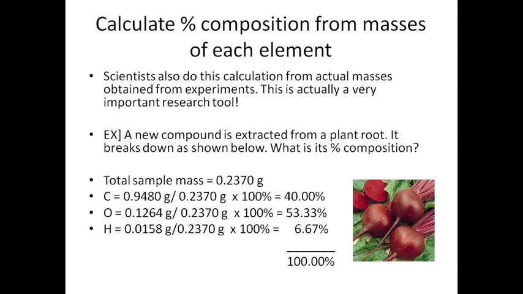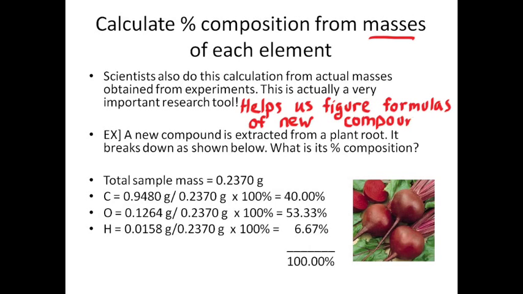We can also calculate the percent composition from masses of each element. Scientists do this with the actual masses obtained in experiments. This is really a very important research tool. If a scientist discovers a new compound and they want to figure out what it is, they'll break it down, measure the mass of each element that they identify in it. Here's an example. A new compound is extracted from a plant root. It breaks down as shown below. What is its percent composition? Well, figuring this out will help us figure out the formulas of the new compound.